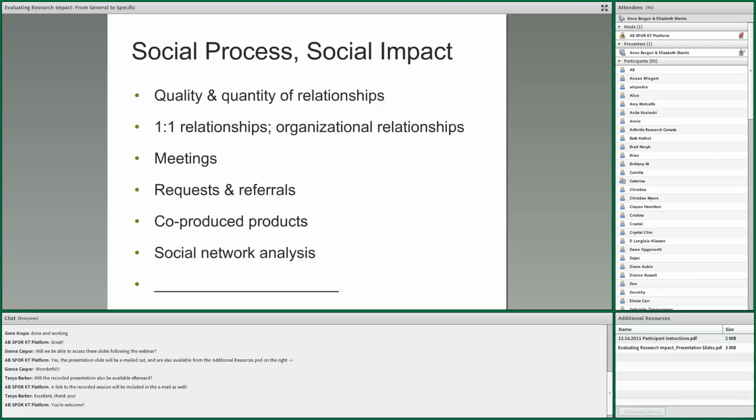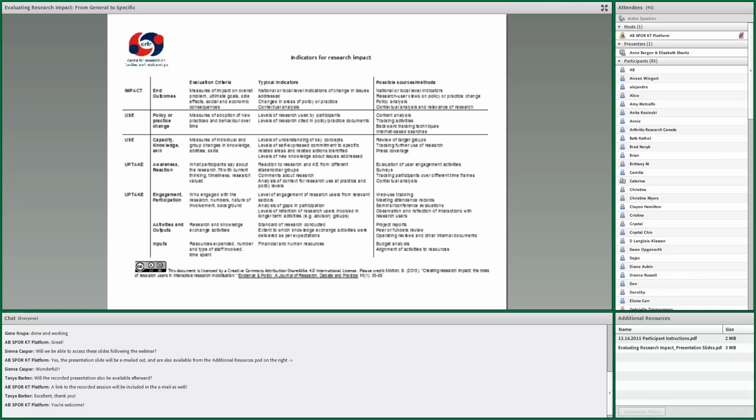Is there a collaboration between, say, policymakers and industry and researchers? What kinds of meetings are happening? Who's talking? Are you getting requests and referrals for information? And who are you working with on your research products? Does your social network look different at the beginning and the end of the research project? What about 10 years out? So these are things that you can track, but they're all social. So you have to really think about asking the right people the right questions and keeping track of who the right people are as that changes over time.